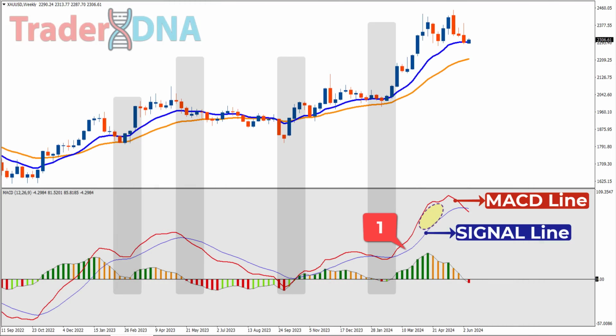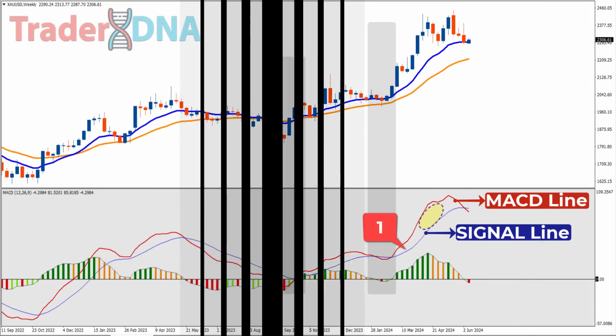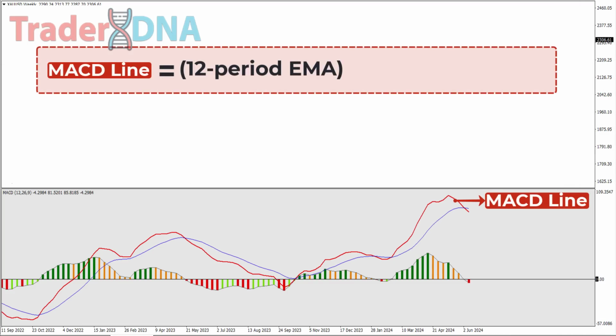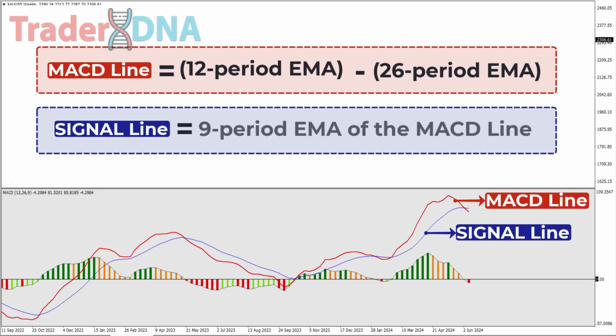Here's how you can calculate the MACD line and the signal line using the MACD's default settings. First, MACD line equals 12-period exponential moving average, EMA, minus 26-period EMA. Second, signal line equals 9-period EMA of the MACD line. Your charting platform will handle the technical calculations for you. As long as you grasp the idea behind the MACD indicator, you're all set.